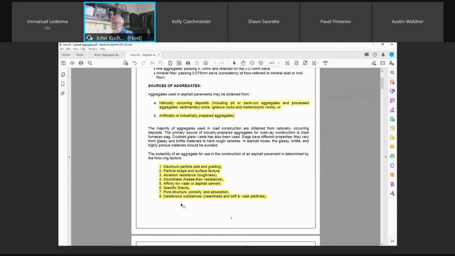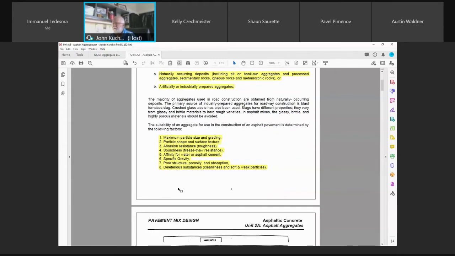And we want to make sure aggregates do not have deleterious substances. You know, cleanliness. We don't want soft and weak particles. For example, shale, cherts. In some aspects, they have certain properties, but not good for us, not for asphalt. Okay. So these are about 8 key factors.